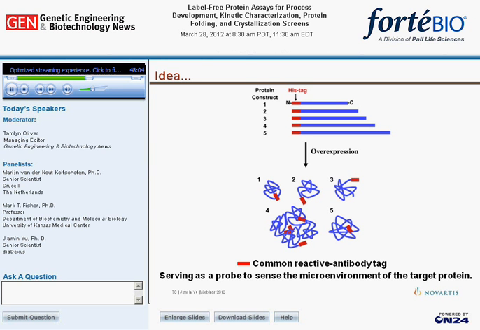And the beauty of the his tag is that it not only serves as the purification handle, but now every construct has this identical stretch of sequence, which can then serve as a probe to sense the microenvironment of the target protein. And there is a good antibody to this tag that's available commercially, and if the tag is free and available, then it will bind to the his antibody on the biosensor. If not, then it won't. Next slide.